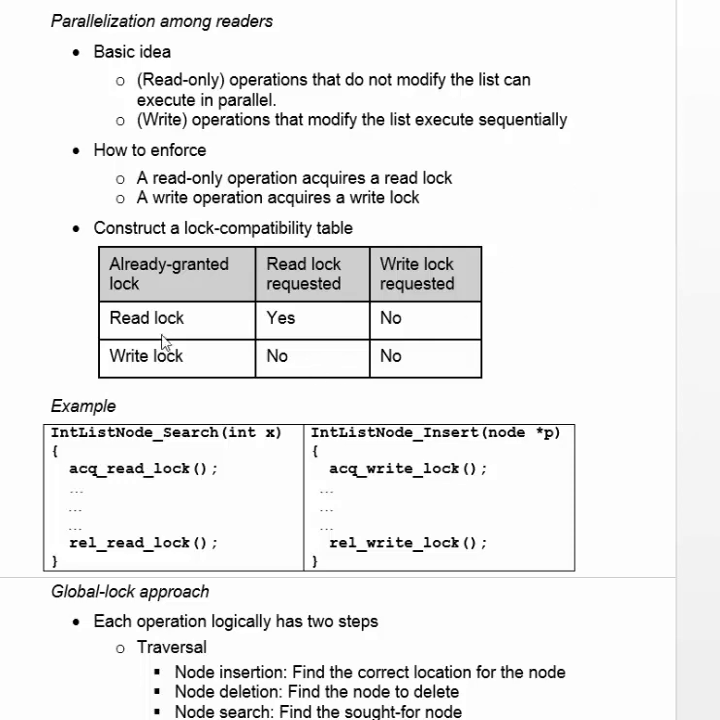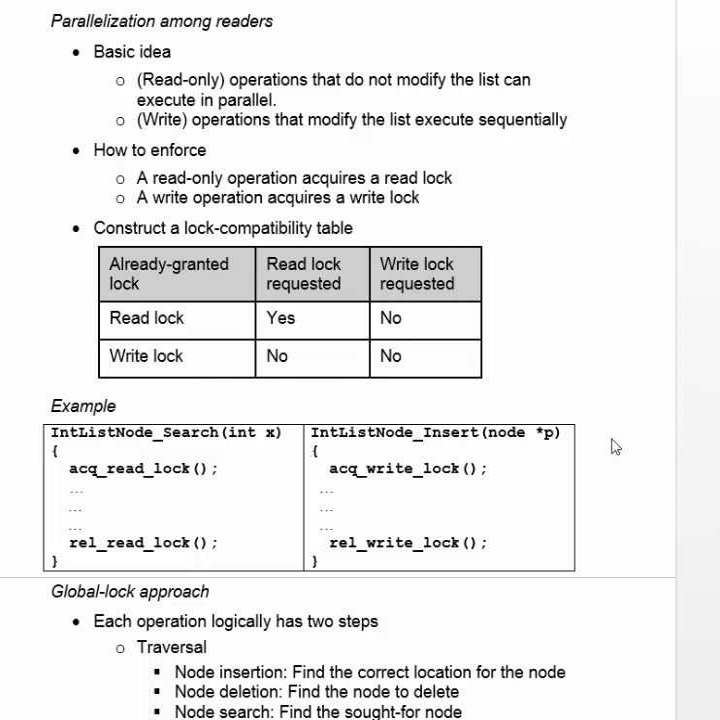If we have a read lock in effect on the list and we request another read lock, then that lock can be granted. But if a read operation is in effect on the list and a write lock is requested, it can't be granted. The process that's waiting for the write lock needs to wait until the read lock is released. And if the write lock has been granted, then we can't grant either another read lock or a write lock until that first write lock is released.